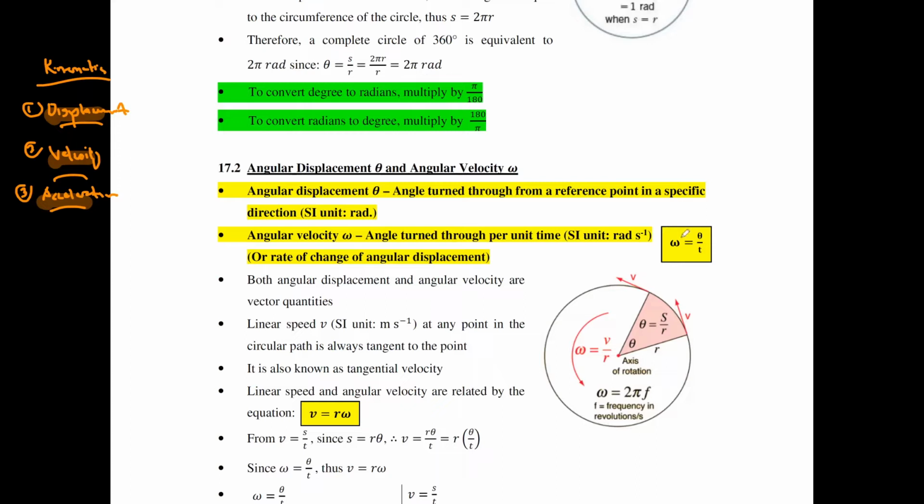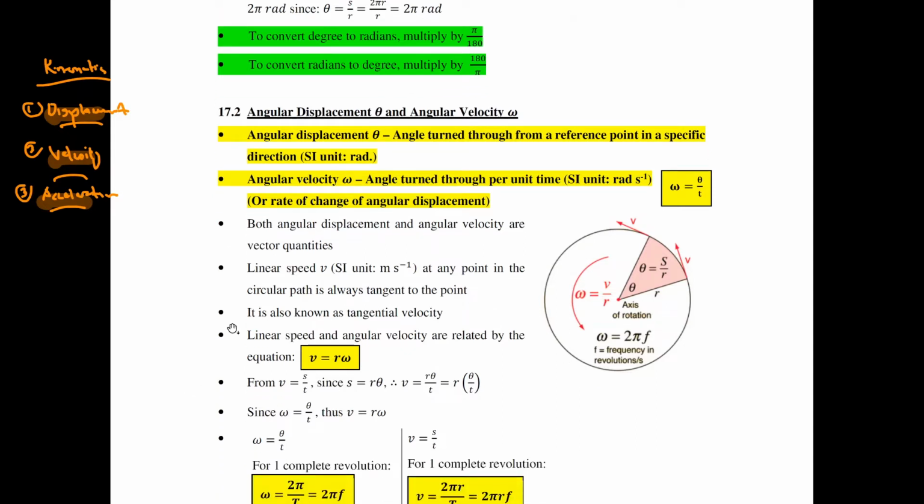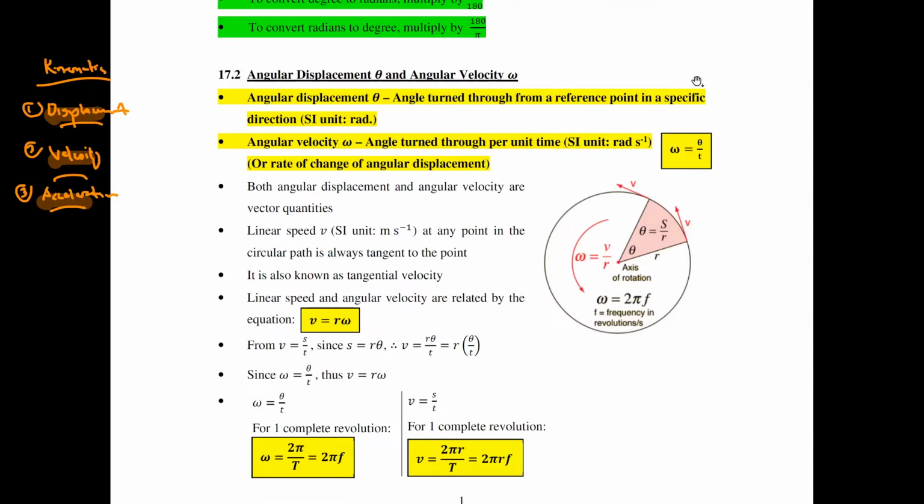The first one that you will encounter is something called angular displacement, given the symbol theta. And another one you encounter is angular velocity, which is given the symbol omega. Now this w, which looks curvy and fat, is actually your Greek letter omega. Okay, it is usually used to represent angular velocity.